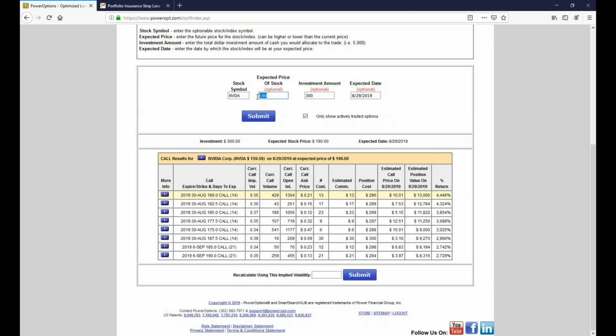There's no guarantee the stock's going to hit 190. This is based on your expectation. You buying calls is my assumption, so you do have an expectation of a time frame and when NVIDIA is going to hit that mark.